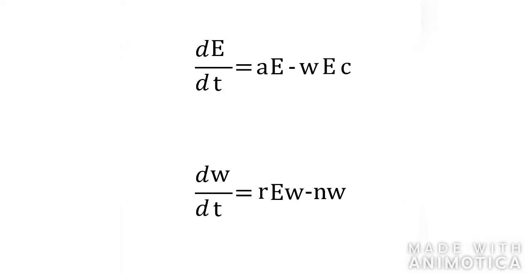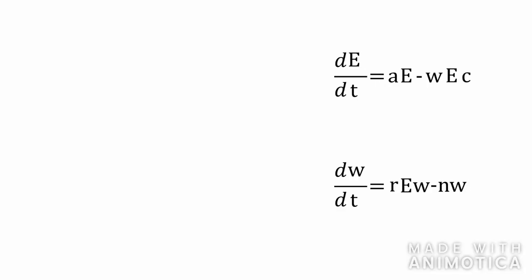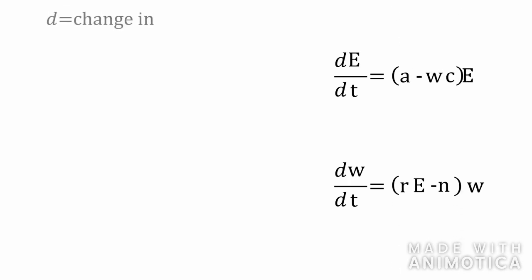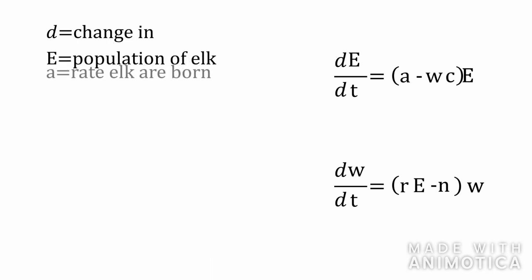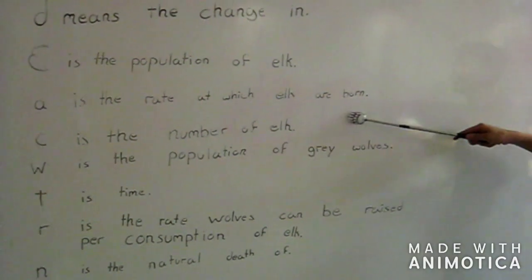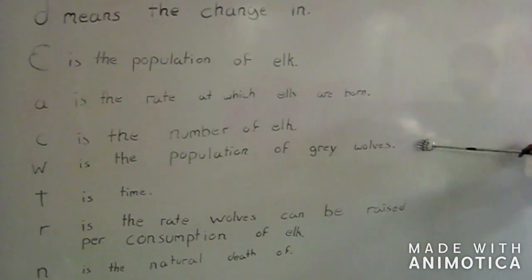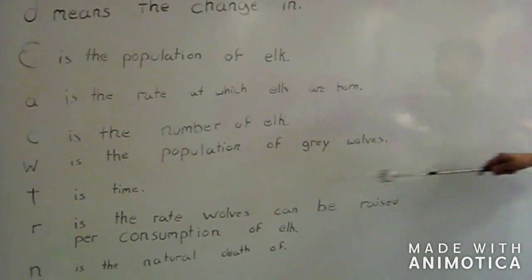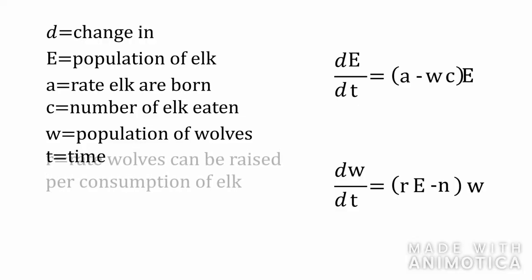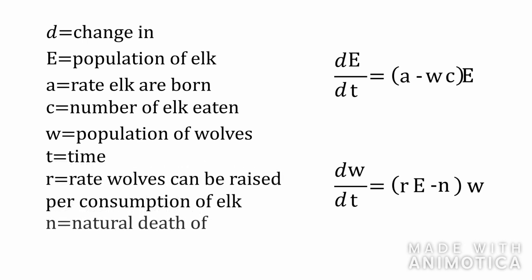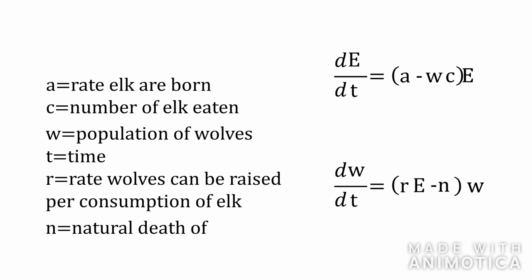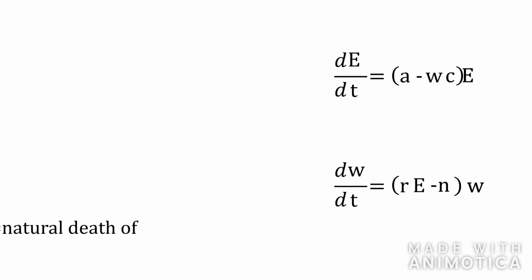Ugh, that looks kinda ugly, don't it? Well, let's break it down and talk about what everything means. D means the change in. E is the population of elk. A is the rate at which elk are born. C is the number of elk eaten. W is the population of gray wolves. T is time. R is the rate wolves can be raised per consumption of elk. And N is the natural death of. Now that we know what everything is, let's start piecing it together.